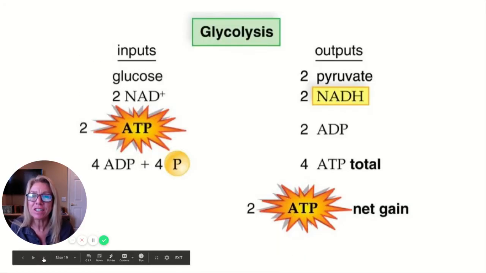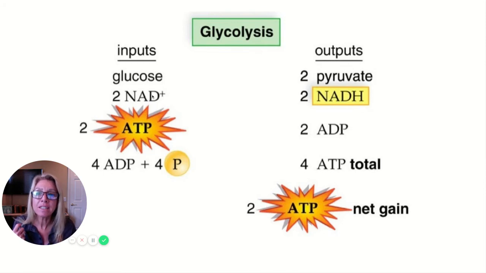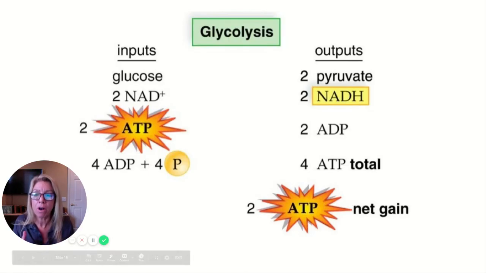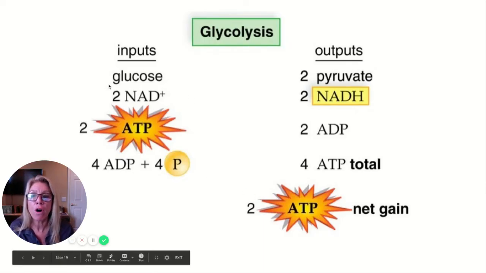All right, so let's take a look right here. The inputs are glucose and 2 oxidized NAD, and we have to invest 2 ATP. Our outputs are these 2 pyruvic acids and 2 reduced NAD. And so let's look at the net. We had to put in 2 ATP, and we get out 4, so we're net totaling 2 ATP as a result of this process.